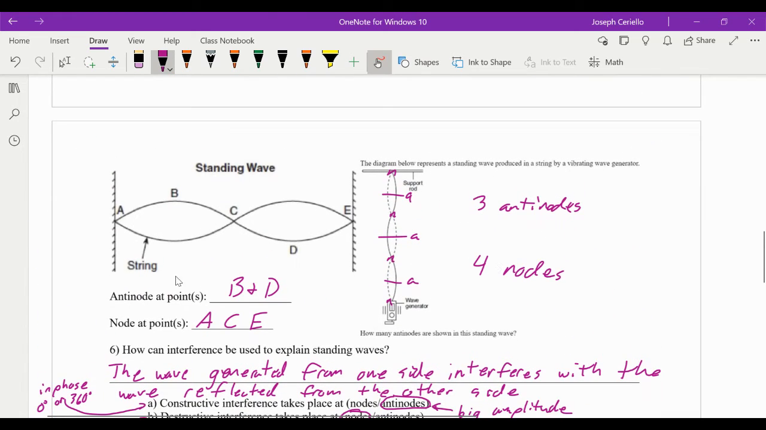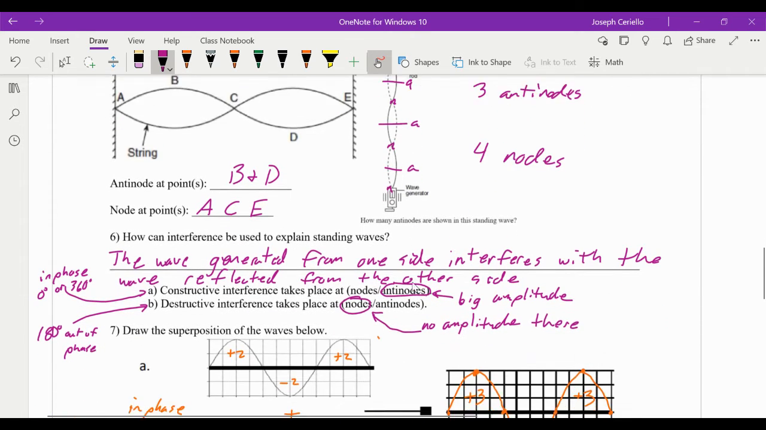So here are a couple of quick examples. Antinodes are at B and D, nodes at A, C, and E. Here, this question asks for how many antinodes there are. There are 3 antinodes, and 4 nodes. I just threw that in there.